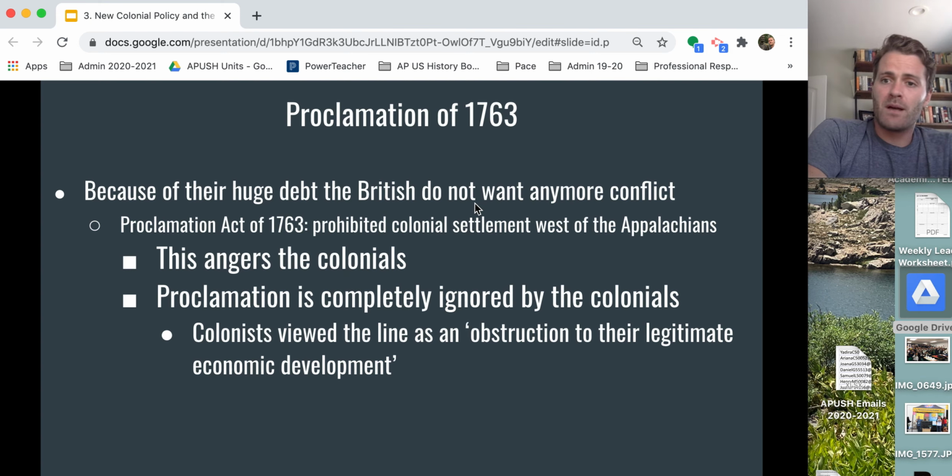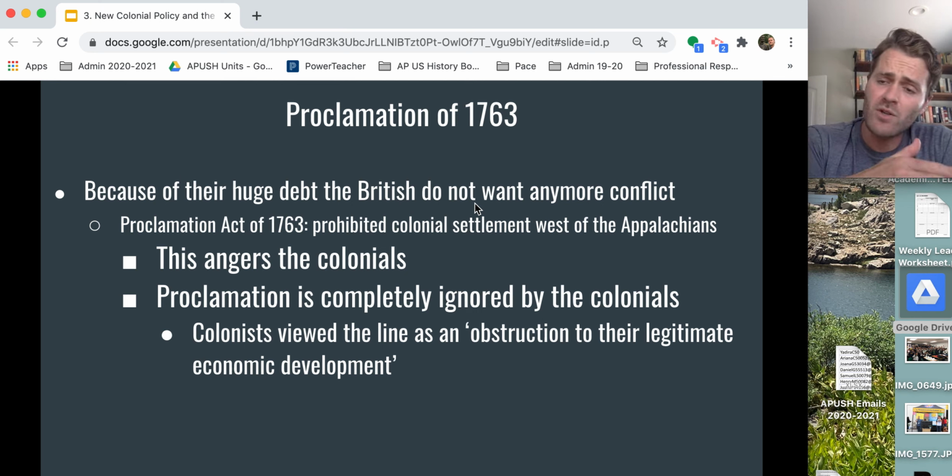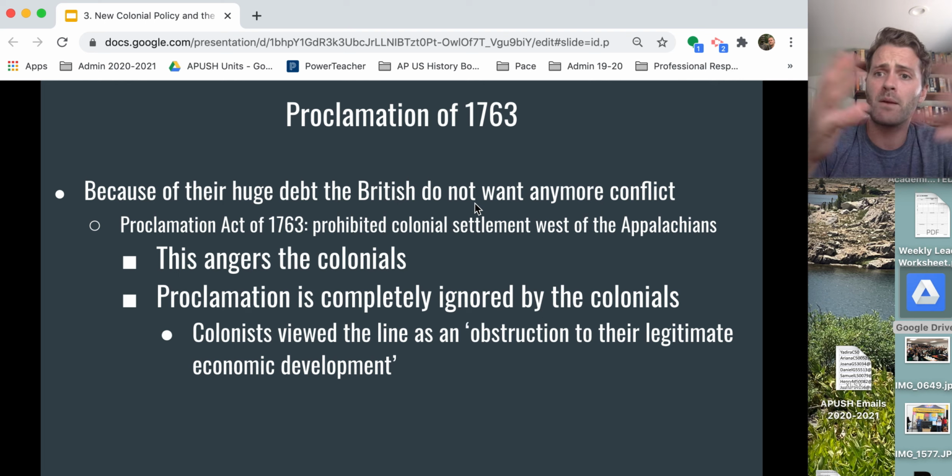So Pontiac's Rebellion tells the British government two things. Thing one, the colonies are going to keep spreading out and causing trouble. Thing two, we can't afford to keep paying for the problems that they're creating. Because of the huge debt the British have incurred, the British don't want to keep paying for conflicts, right? They've gotten what they wanted. They got rid of the French in North America. They're not really trying to pay for any more of these conflicts.